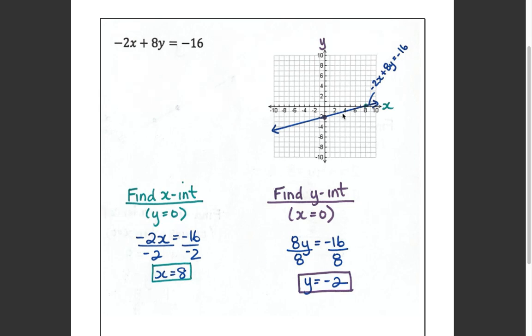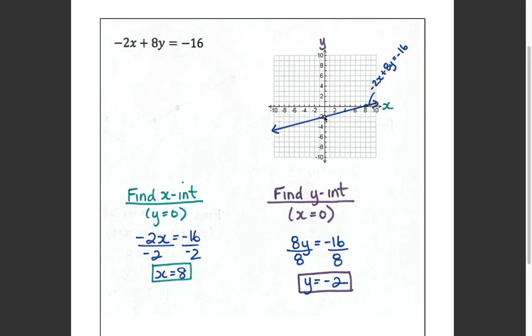So on my x-axis, I'm going to put a point at x equals 8. Okay. Doing the same thing for the y, I'm going to find my y-intercept. I know this occurs when x equals 0. So if I plug in x equals 0, this term is just going to disappear. So I'm left with 8y equals negative 16. I'm going to divide both sides by 8. So I get y is equal to negative 2.